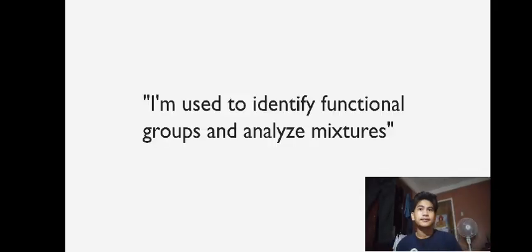Now, let us proceed to our class activity, and please answer it orally since we are in an online modality. I will provide clues and you will answer. The first to raise their hand is the one who will have a chance to answer. Number one, I am used to identify functional groups and analyze mixtures. Yes, the answer is infrared spectrometry.